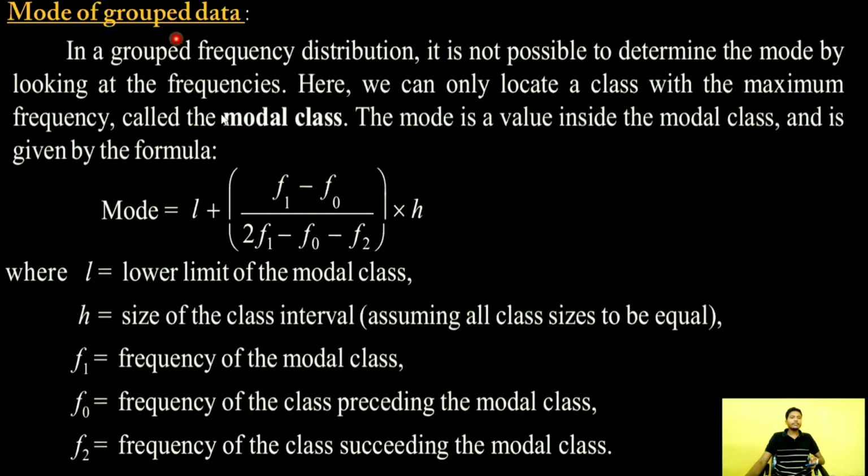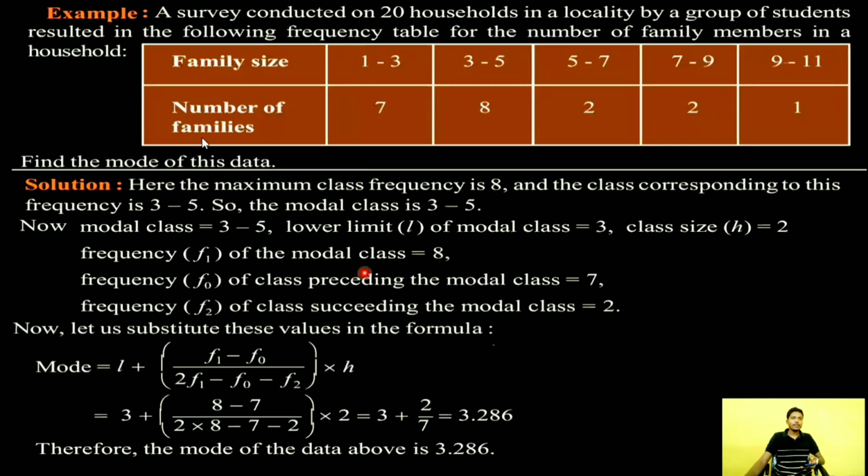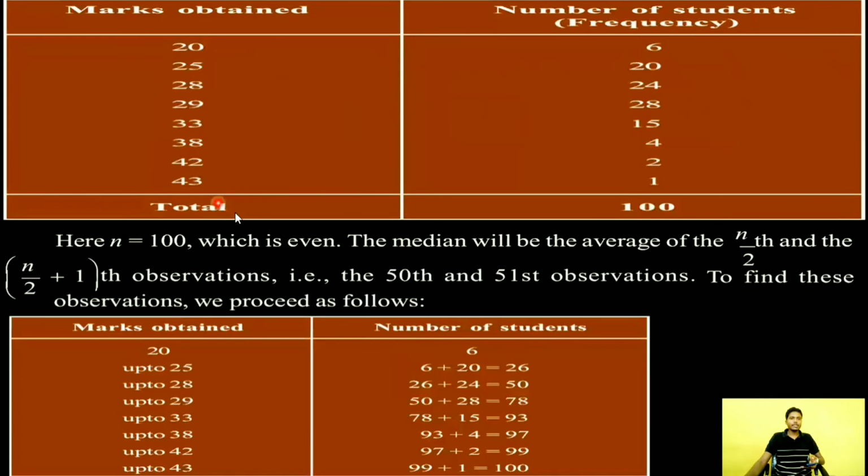Now this is the general formula to find the mode: L plus the bracket of f1 minus f0 divided by twice f1 minus f0 minus f2, multiplied by h. Have a look at all the symbols. Clear? Now this is an example related to mode, and this is also an example related to mode.